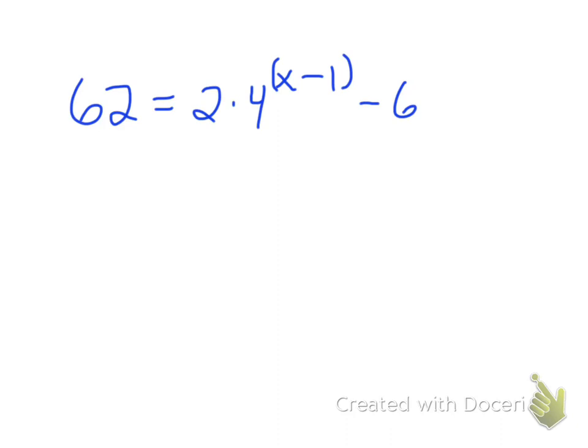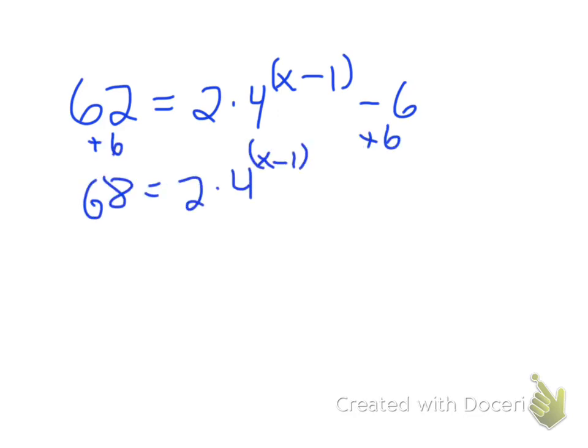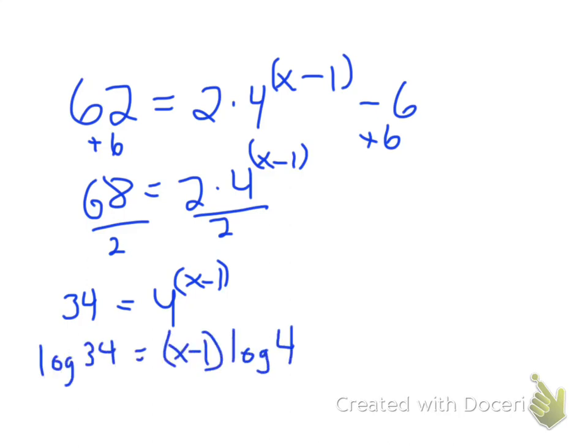Alright, a little bit more difficult of a problem here. First thing what I want to do is I need to get this base and exponent by itself. So to do that, I add 6 to both sides, giving me this. I'm going to then divide both sides by 2. I get 34 equals 4 to the x minus 1. From here I can use my logs because now I have my base and exponent by itself. So I'll take the log of both sides, and remember that the x minus 1 goes out in front.